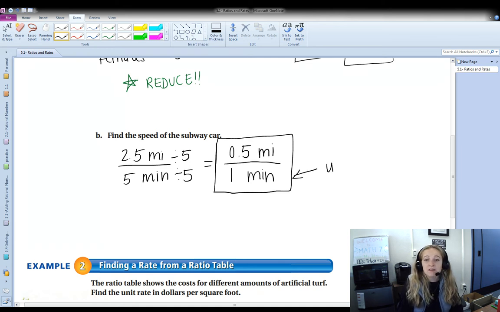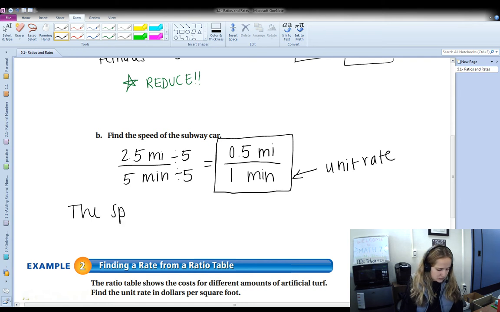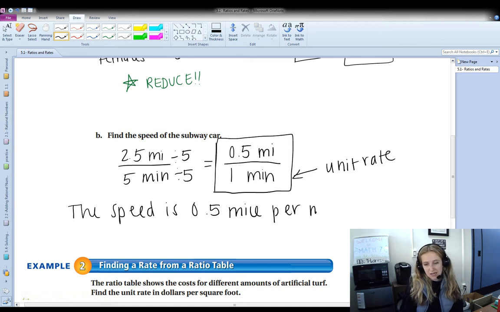And just to be clear, this is a unit rate since there is a 1 in the denominator, okay? So if we were to write this out, we would write down the speed is 0.5 miles per minute, okay? So that is the speed of the subway car.